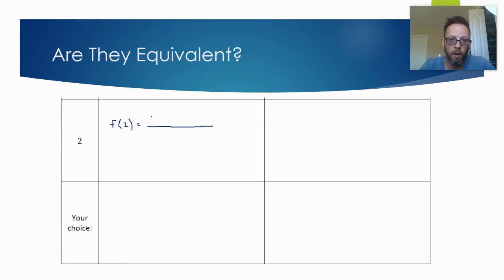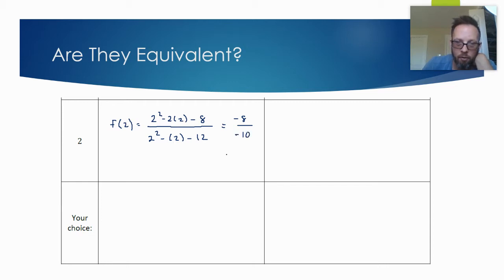So we have 2 squared minus 2 times 2 minus 8. And on the bottom, 2 squared minus 2 minus 12. So let's just do this at once. So on the top, we get 4, take away 4, take away 8 is minus 8. 4 take away 2 is 2. Take away 12 is -10. So we got 4 over 5. I wonder what we'll get for the second one.